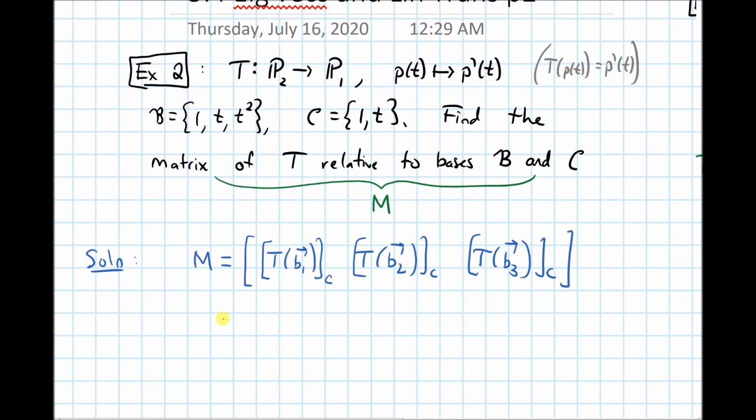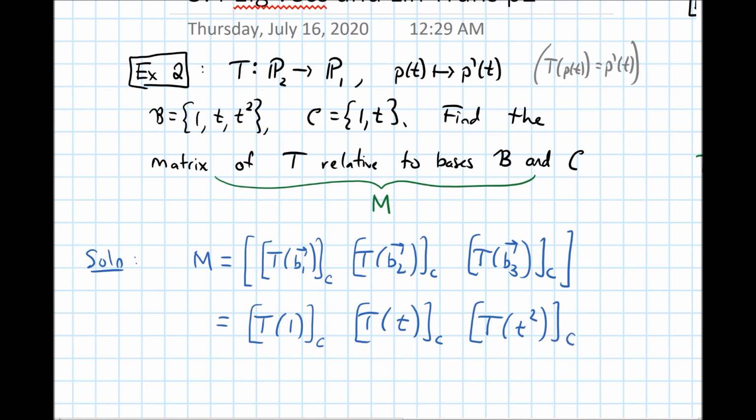Okay, so let's simplify. So b1, I'm going to say that's this first polynomial here. I'm going to say b1 is just 1, and then I've got to take its c coordinate vector. b2, let's let b2 be t, so I'll take T of t, and then take its c coordinate vector. And b3, let's let that be t squared, so I'd be plugging t squared into my transformation, and then writing down its c coordinate vector.